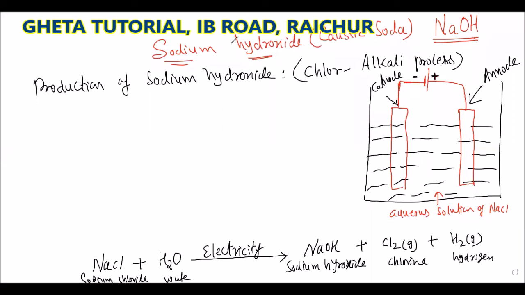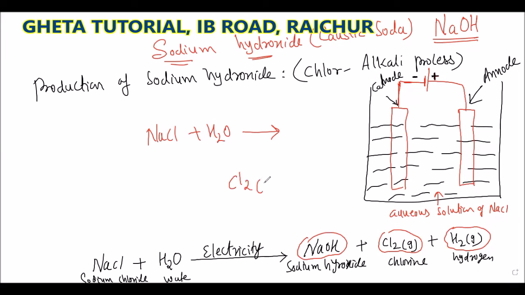When the electricity is passed through this aqueous solution of sodium chloride, you will get chlorine gas, as well as hydrogen gas, and you will get sodium hydroxide. So I'm asking about the chlorine gas: where will the chlorine gas be produced?